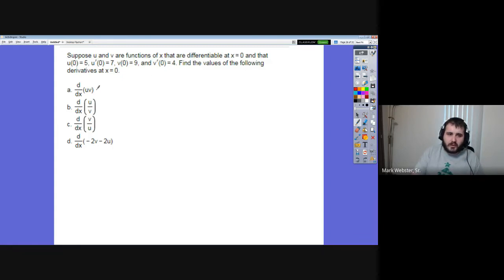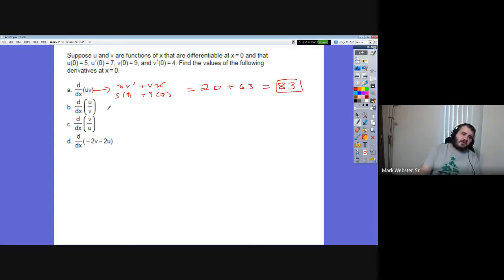So here, look, this is the product rule, right? Left d right plus right d left. And then we know all of these, right? At 0, u is 5. V prime is 4. V is 9. U prime is 7. So this is just 20 plus 63, 83. Same thing with these, right?